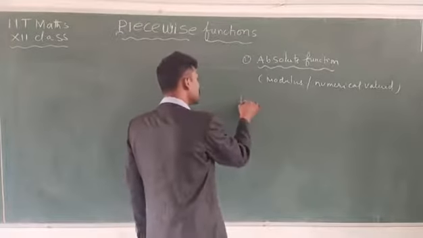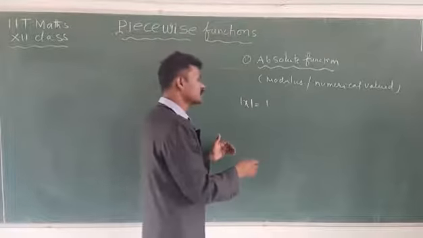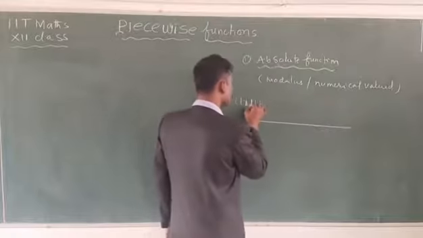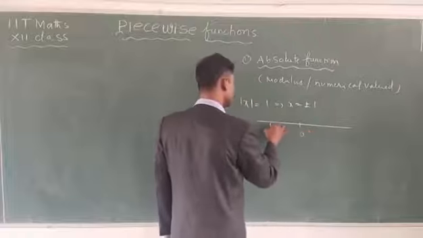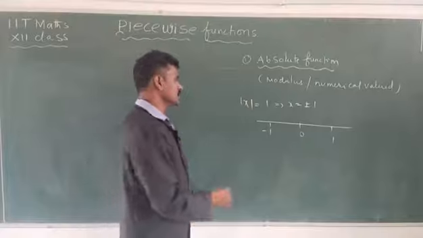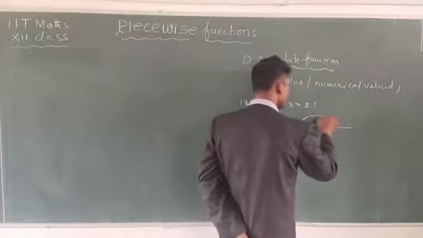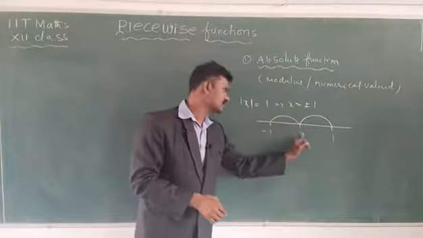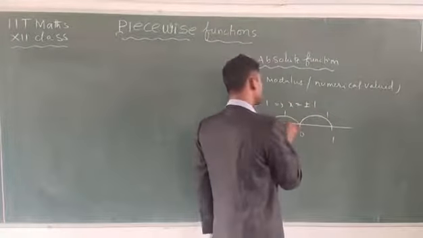How is it? Modulus of x is equal to 1 means x is equal to plus or minus 1. This is the origin, this is 1, minus 1. Now 0 to 1 unit on the left side and 0 to 1 unit on the right side. That's why this is the distance from the origin: 1 unit on the left side, 1 unit on the right side. Okay, this is the distance function.